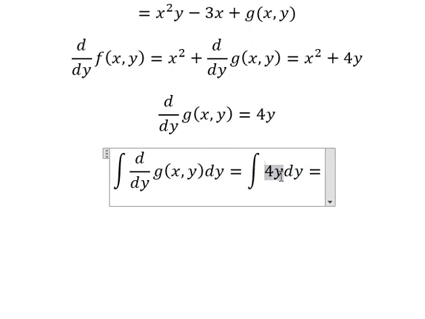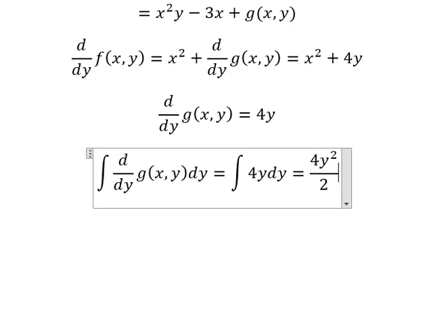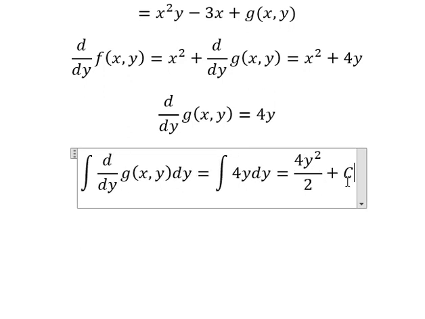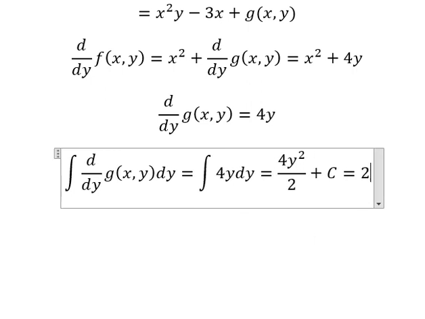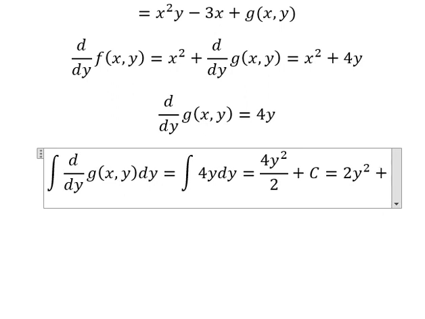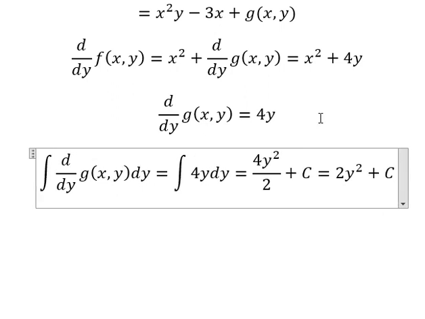So the integration of 4y, we have 4y squared over 2. And I will put c, that is the constant. Number 4 divided by number 2, we have 2y squared. And I will put c.